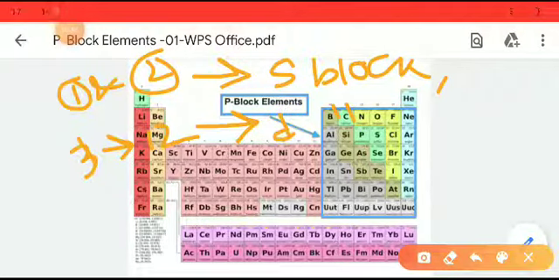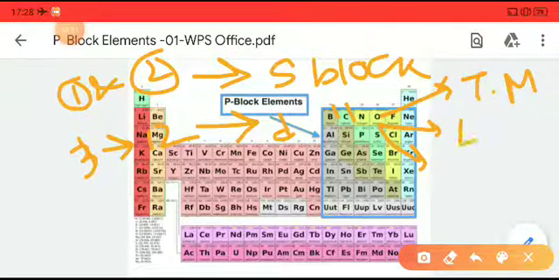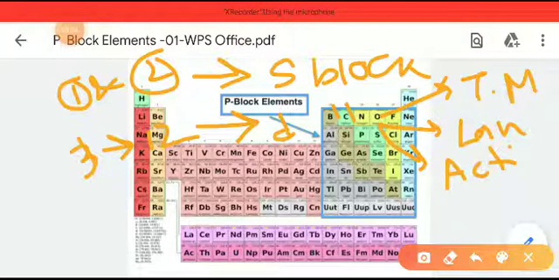In this D block, they are constituted by 3 kinds of elements, namely transition metals, lanthanides, as well as actinides. These are the rare earth elements, and these are the transition metals or transition elements. What you like, you can call them.